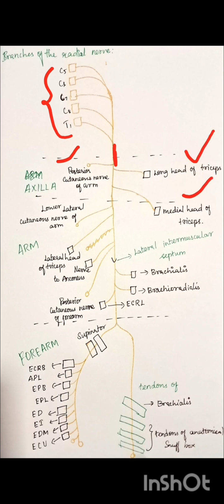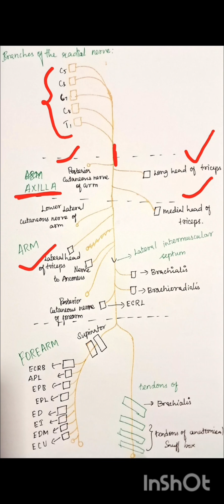As we know, the triceps muscle has three heads: long, medial, and lateral. The long and medial heads arise from the axilla and are supplied by the radial nerve in the axilla, whereas the lateral head of triceps is supplied by a branch which arises in the arm. So first, in the axilla it gives three branches: the posterior cutaneous nerve of the arm, the long head of triceps, and the medial head of triceps. These are the three radial branches in the axilla.